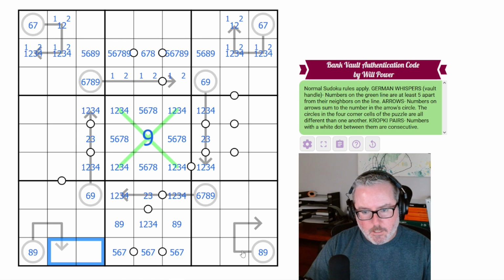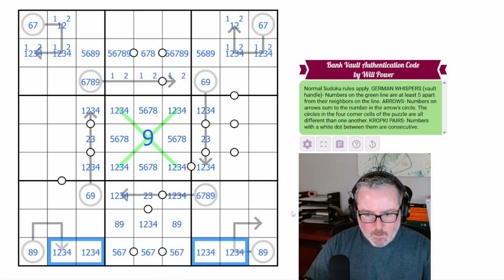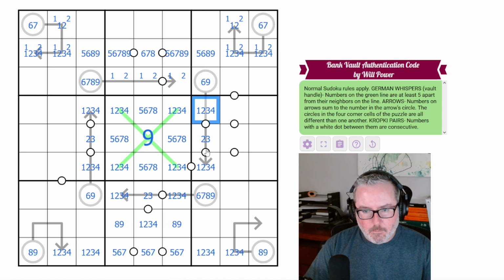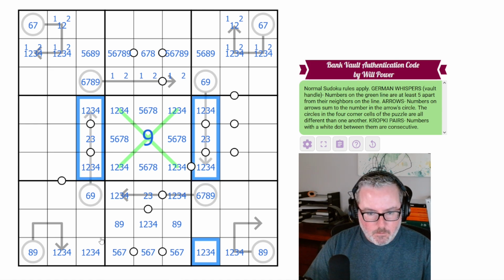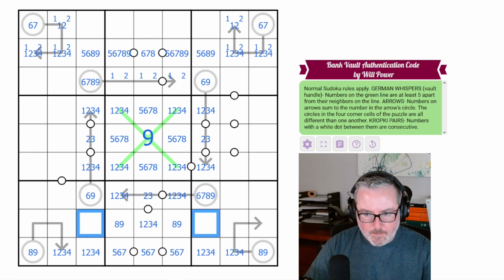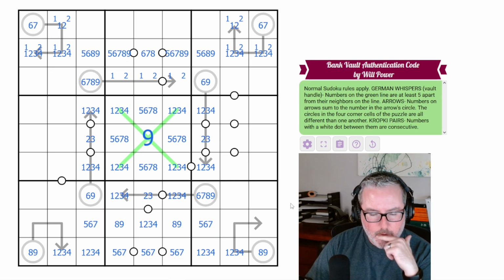Now, I guess here's what we can do. We know these are 1, 2, 3, and 4. We know that we therefore have a 1, 2, 3, 4 quad going on with these guys. And that just means 5, 6, 7s, 8s, and 9s. These can't be 8 or 9. So these have to be from 5, 6, or 7. It's not as useful as I hoped it would be.